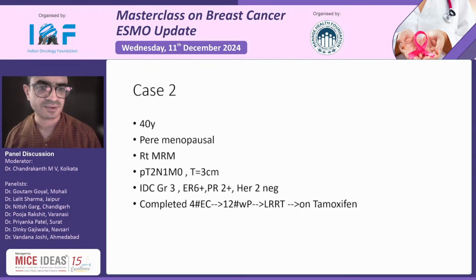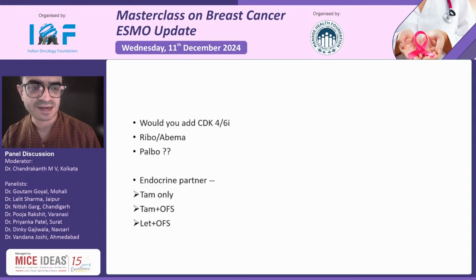Now coming to the next one, adjuvant CDK4/6. This is a 40-year-old lady, let's say a premenopausal lady. MRM done, and she is T2N1, 3 centimeters, grade 3 tumor. ER is 6 plus, PR 2 plus, HER2 negative, completed adjuvant chemotherapy. Now this patient is eligible, as a grade 3 disease, or 1 to 3 nodes with grade 3, qualifies for both Abema and Ribo.